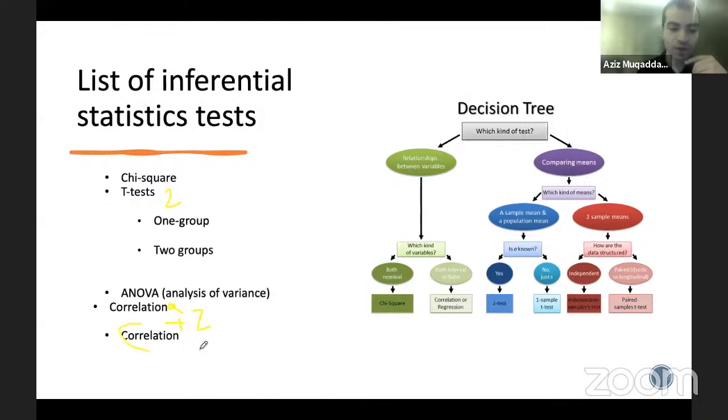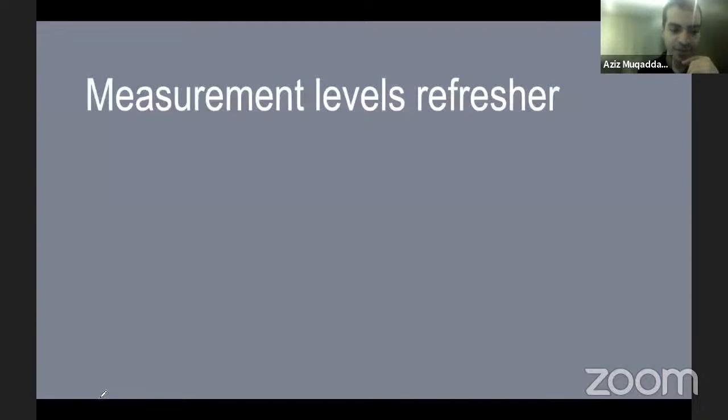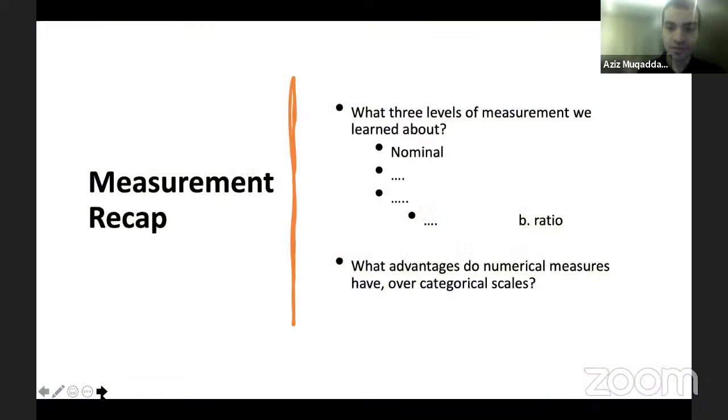And we're going to study correlations. And that's basically if two variables change together, right? Or covary together. To remind you, picking which one is appropriate depends on the level of measurement we're going to use.